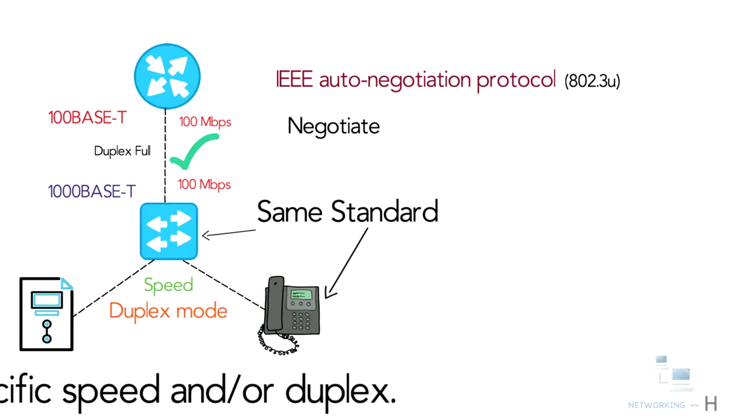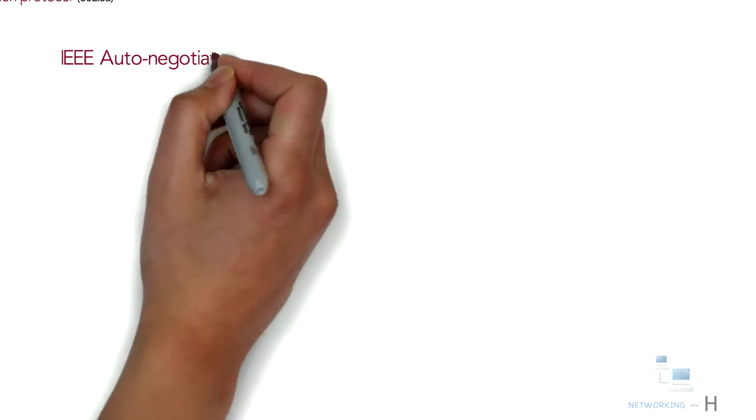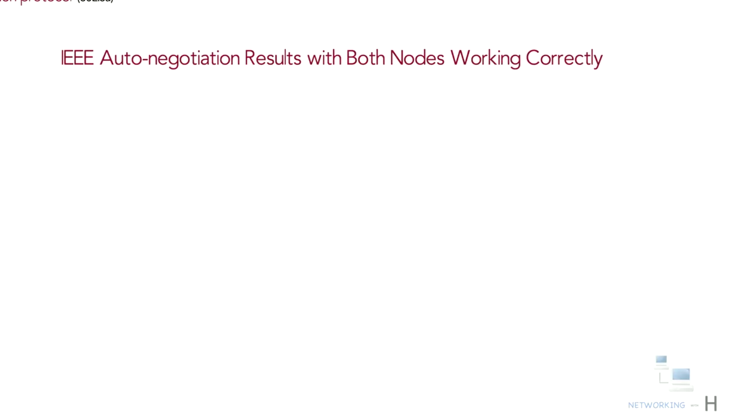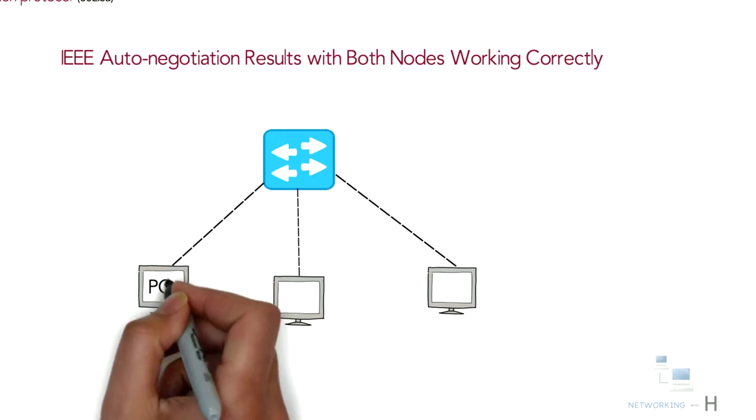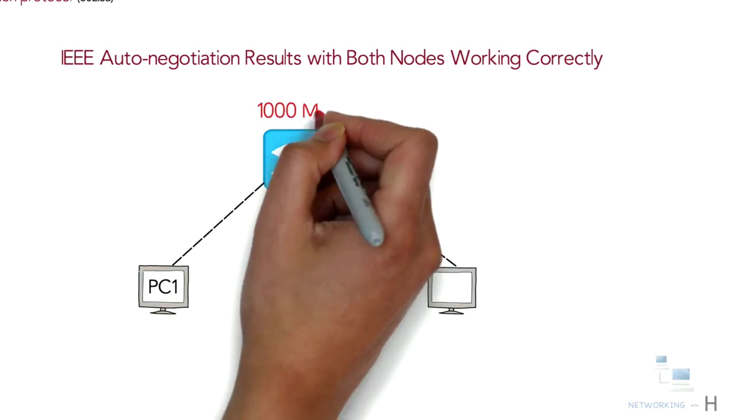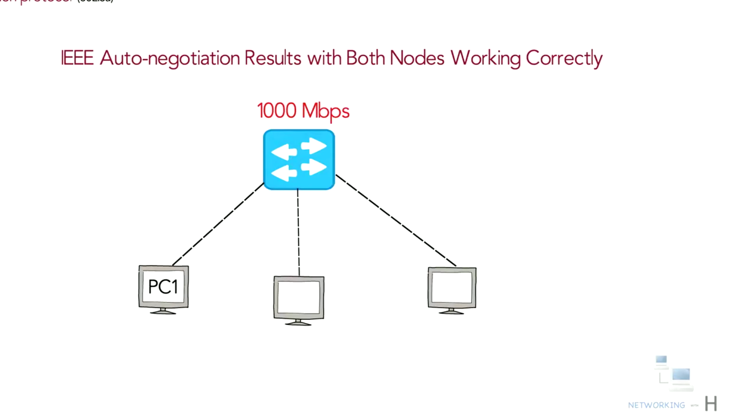Let's see what happens when IEEE auto negotiation results with both nodes working correctly. The switch port claims it can go as fast as 1000 Mbps, but PC1's NIC claims a top speed of 10 Mbps. Both the PC and the switch choose the fastest speed that each supports, 10 Mbps, and the best duplex that each supports, full.